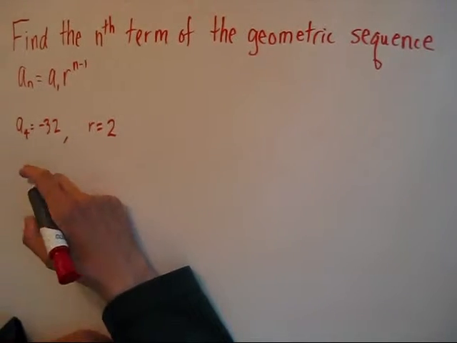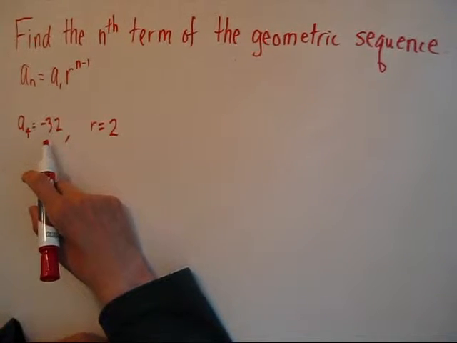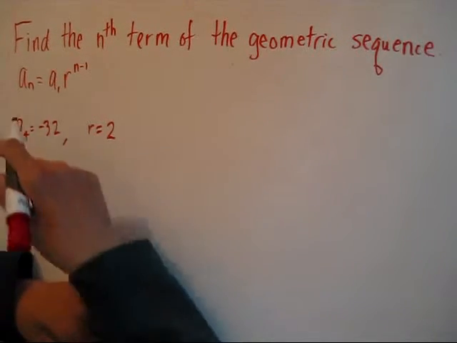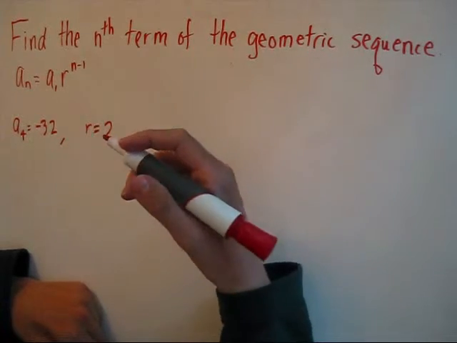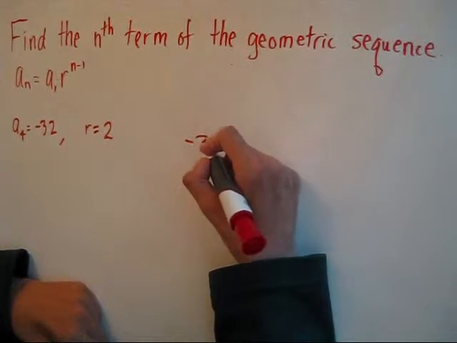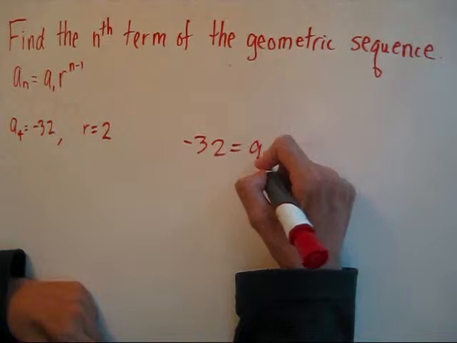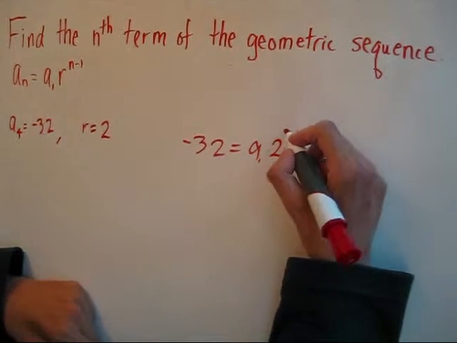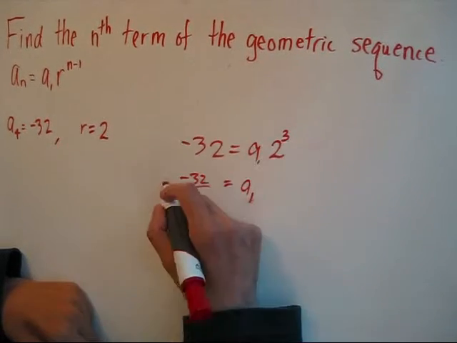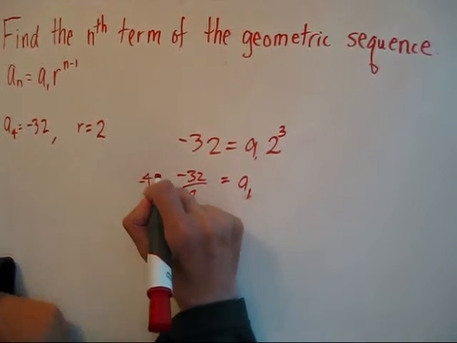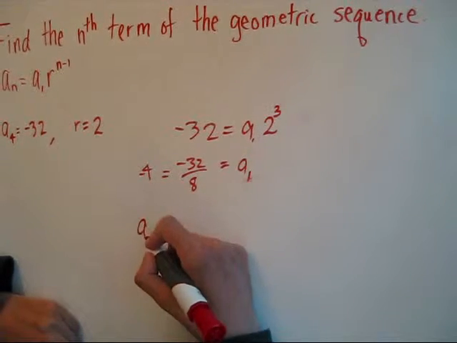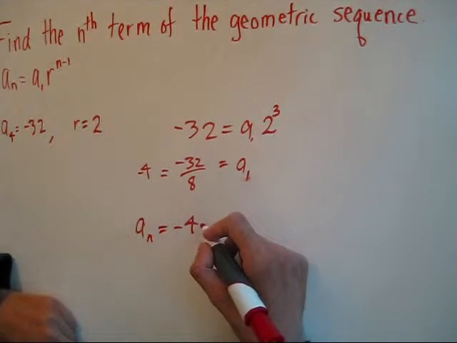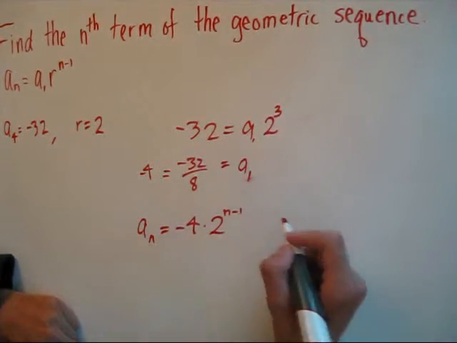This time the information we're given is that a4 equals negative 32 and r equals 2. Well, let's plug in for n equals 4. So we'll have negative 32 equals a1 times 2 to the 4 minus 1, which is 3. So a1 is negative 4. So now we can plug into our formula. A sub n equals negative 4 times 2 to the n minus 1.